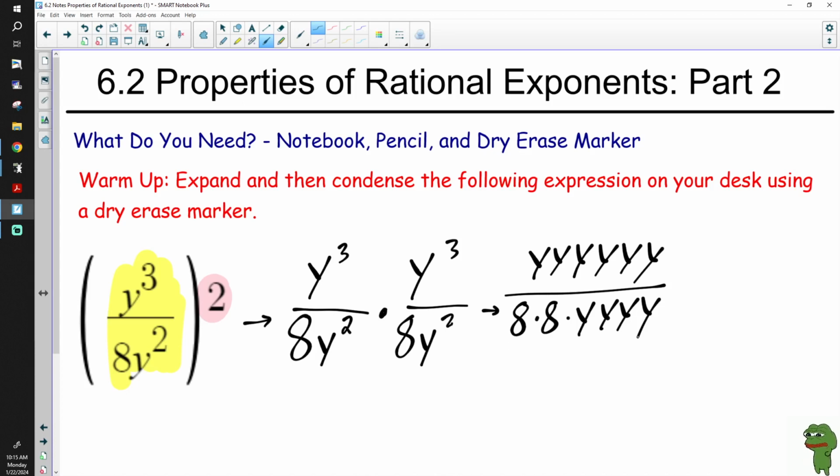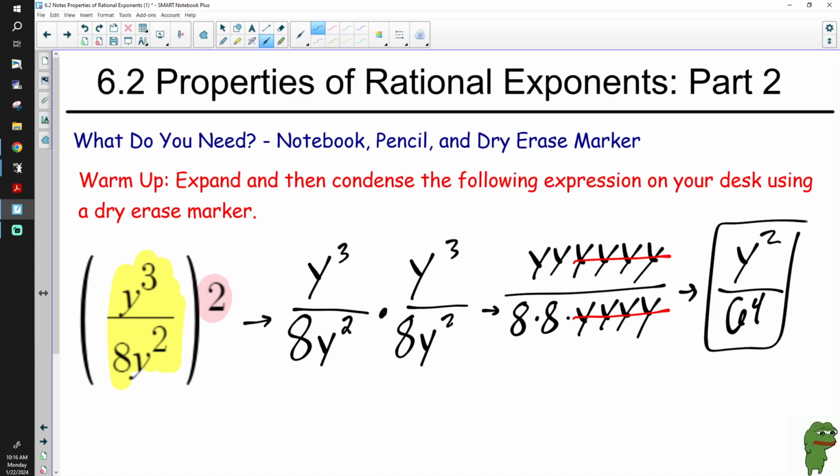And from here, do you remember what we did? If there are 4 y's on the bottom, if I cancel 4 on the bottom, I get to cancel 4 on the top. So what is left on the top? 2 y's, but we don't write 2y, we write y to the second. And on the bottom, we have 8 times 8, which is just 64. And that's how we did these problems. Done, right? We expanded it out, wrote it out, and then canceled things out until we got a nice simple form, right? Remember doing these on the boards?